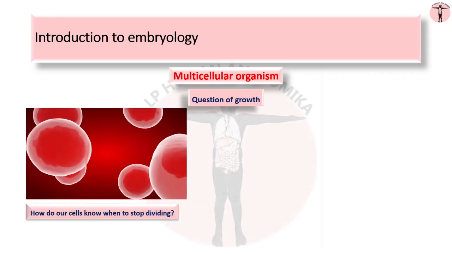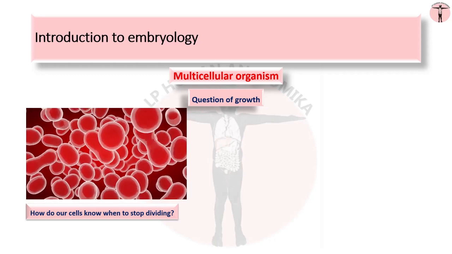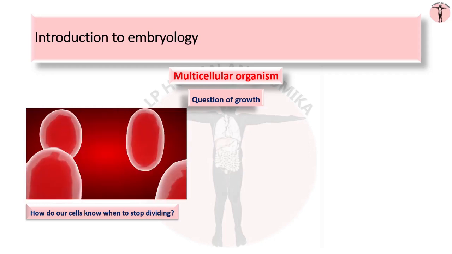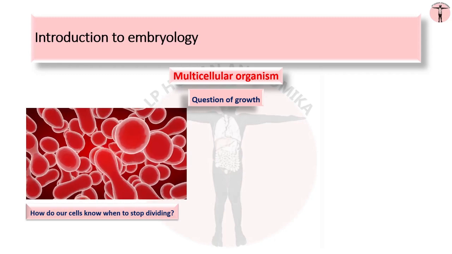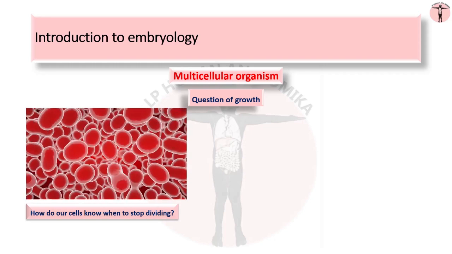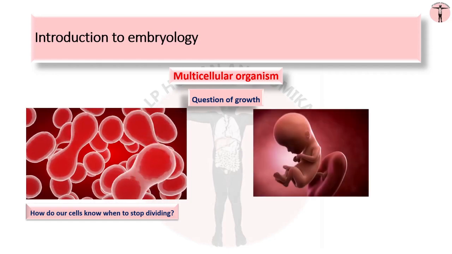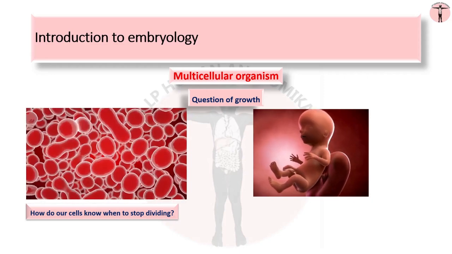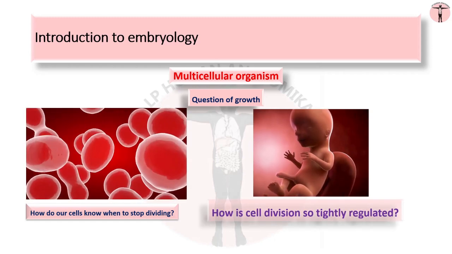The question of growth. How do our cells know when to stop dividing? If each cell in our body were to undergo just one more cell division than required, it would lead to horrible malformation, isn't it? For example, if each cell in our limbs underwent just one more round of cell division, we could tie our shoelaces without even bending our body. The face, trunk, limbs, everything is proportional to each other. Now, what will be the question? How is cell division so tightly regulated?